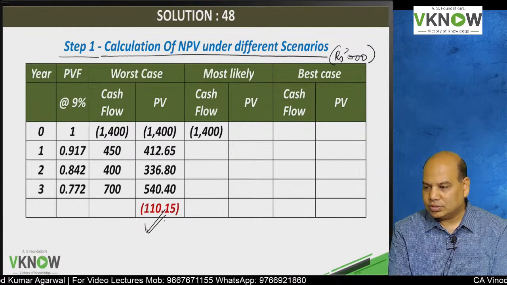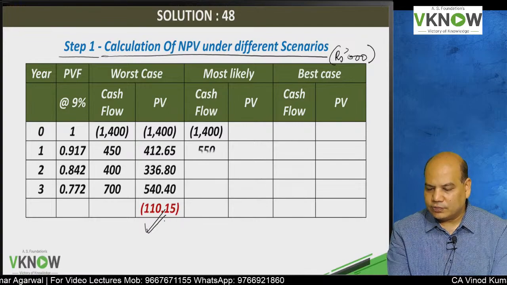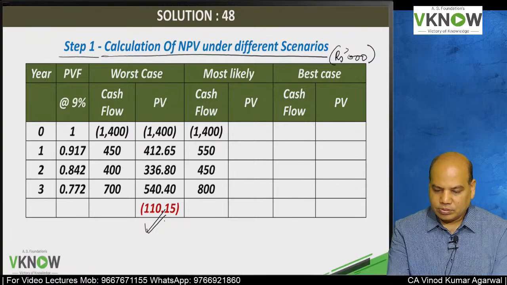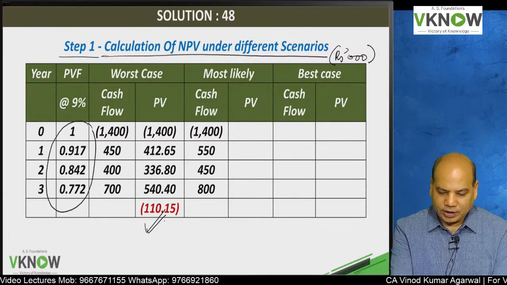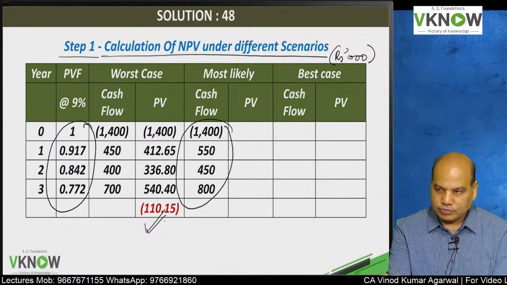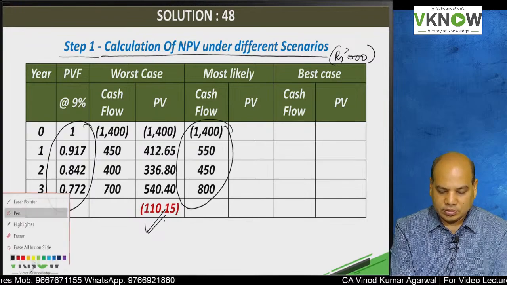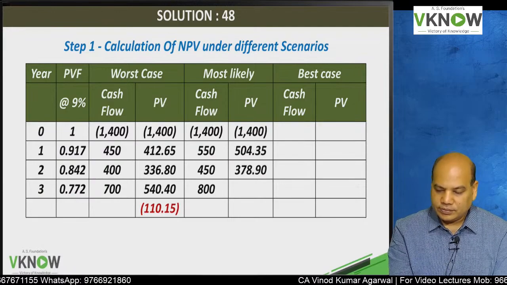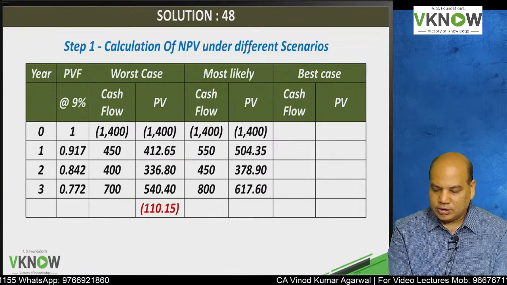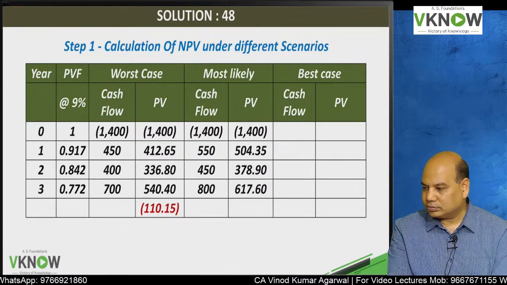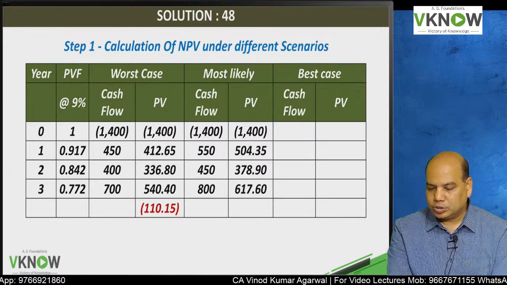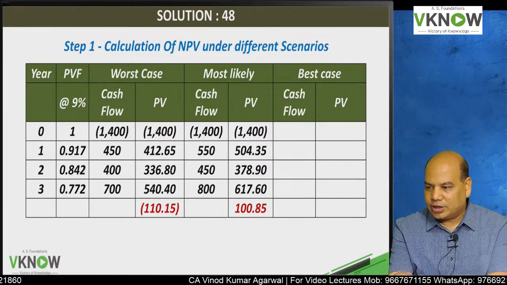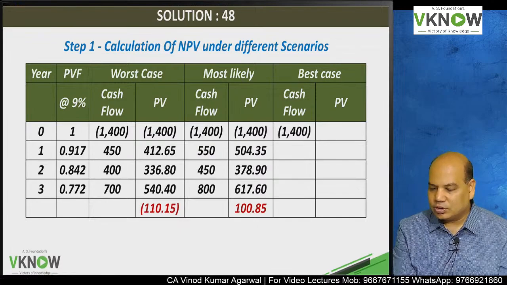Most likely. Now most likely cash flow, write down from the question book. Multiply PV factor into cash flow. Use memory plus function to do fast. 504.35, 378.90, 617.60. Tell me the NPV now. 100.85. Last one. Come on.